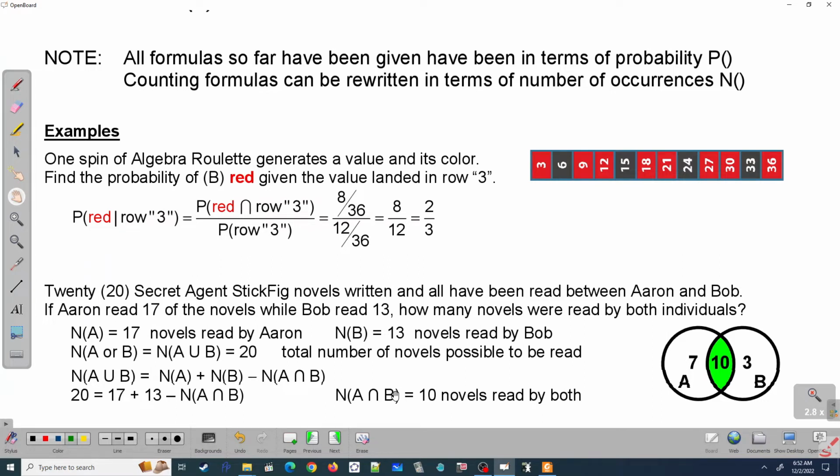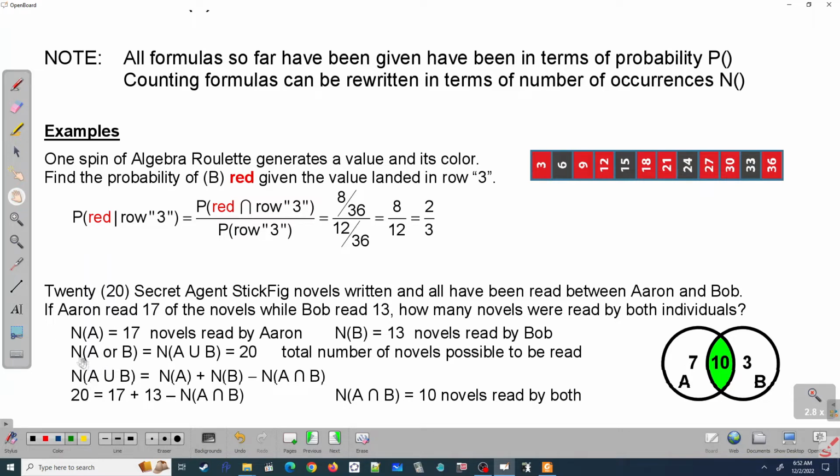He says, I've read 17 novels. And Bob says, oh, I've read 13 of the novels, and they find out that they've read all the novels between themselves. So the question is, how many novels had been read by both individuals? Remember, there's only 20 books total. So if you're going to create a Venn diagram, you'd have to say, well, 7 were in A only, 3 were in B only, and then 10, because all 3 numbers have to add up to 20, would have been shared. Well, let's show you how I would have actually done this mathematically, not with just a Venn diagram and trying to figure out the numbers.